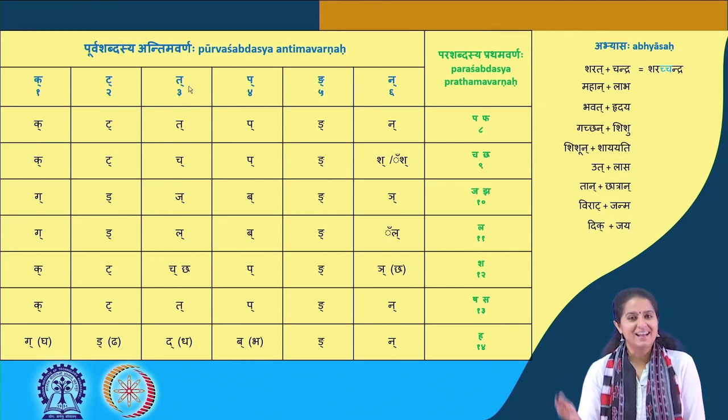And then Mahan Labha. So let's do one that is not indicated there. So Mahan Labha is la. So Mahan Labha. Okay, you get the Chandrabindu there in fact. And then we have Bhavat Hridaya Gachan Shishu Shishun Shayayati. Shayayati means to make them sleep.